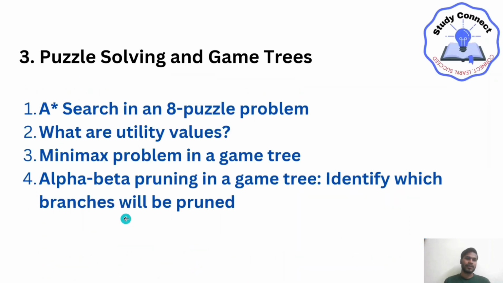And coming to the next portion, which is puzzle solving and game trees. It's a very important part because it's a sure shot that at least 5 to 10 marks of questions will be asked from this section. The questions can be: A star search in an 8 puzzle problem, or what are the utility values? It can be a 2.5 marks question. Minimax problem in a game tree. Alpha beta pruning in a game tree. Identify which branches will be pruned. These questions can be asked in puzzle solving and game trees.